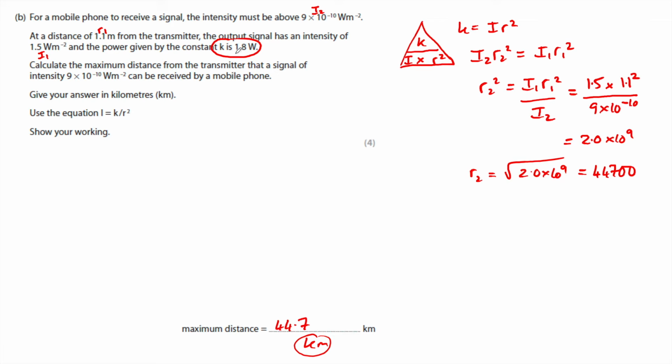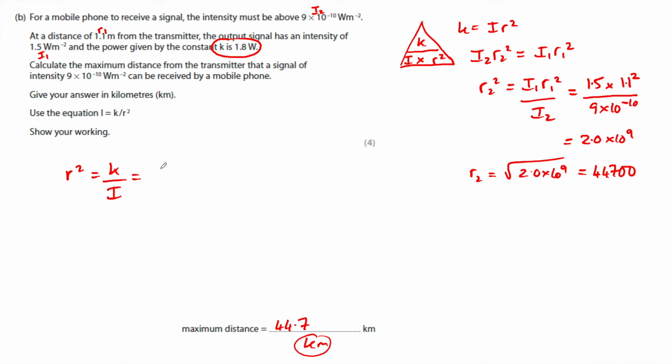But in this case we are. So in the mark scheme they have this method, but actually there's a quicker method, because you don't need these values whatsoever to do this. And that's why I think it's a bit naughty putting this in like this. So rearranging the equation for r squared using the triangle, r squared is our constant divided by I.